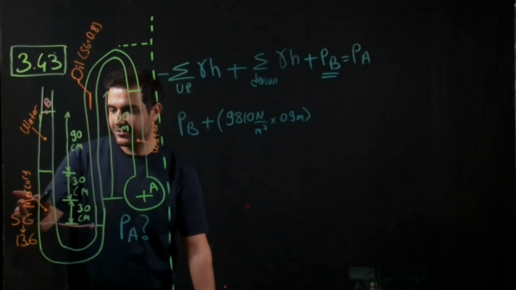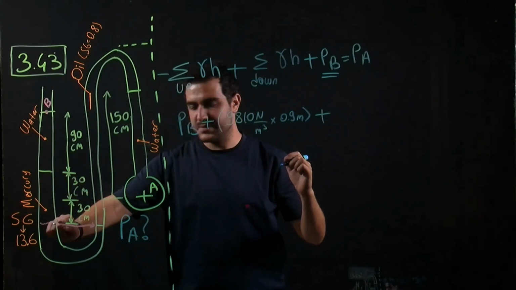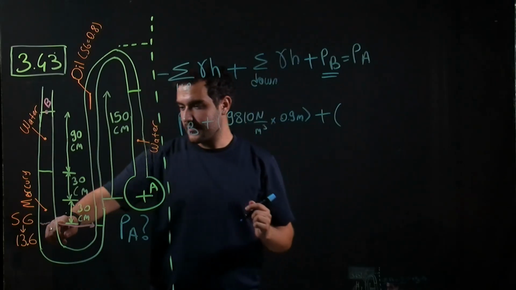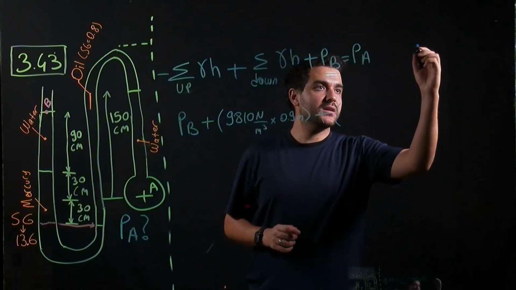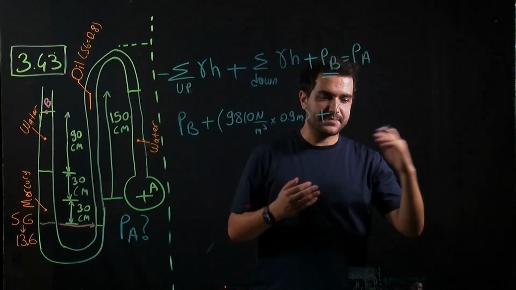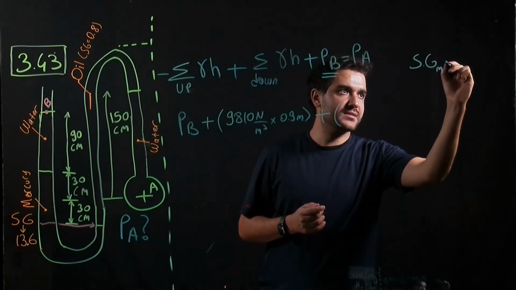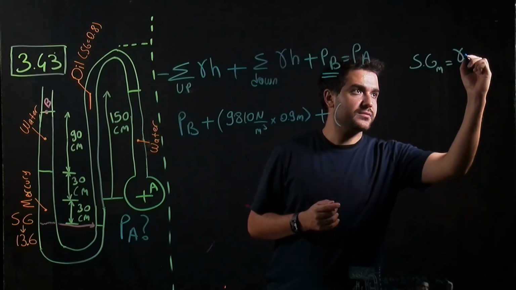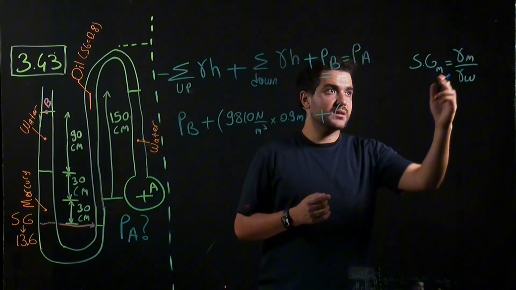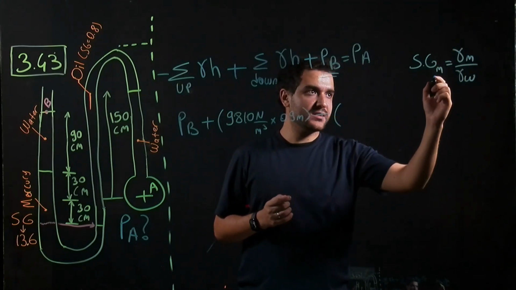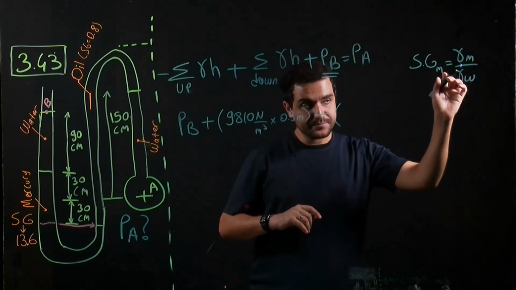So let's write the equation for mercury. Since it is still down from this point to this point, we will have positive. To find the specific weight, if you remember, we have a relationship between specific gravity and specific weight. So specific gravity of mercury is equal to specific weight of mercury over specific weight of water. To find the specific weight of mercury, we can multiply this value with specific weight of water.